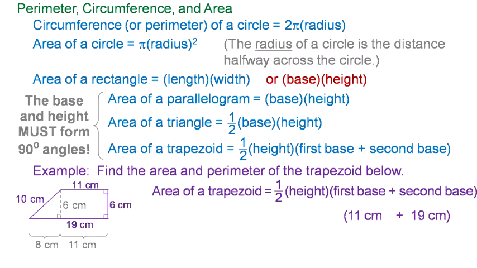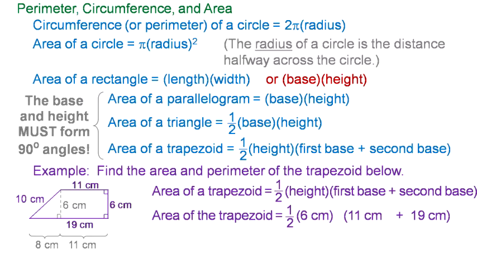To find the area of this figure, I can use the last formula you see in blue on the screen. The bases of a trapezoid are the two sides that are parallel to each other, and so I can say that the bases of this trapezoid have lengths of 11 centimeters and 19 centimeters. As I said in the note in the middle of the screen, the height must form 90-degree angles with the bases. Since the side that has a length of 6 centimeters forms a 90-degree angle with both the side that has a length of 11 centimeters and the side that has a length of 19 centimeters, I can say that the height of this trapezoid must equal 6 centimeters.